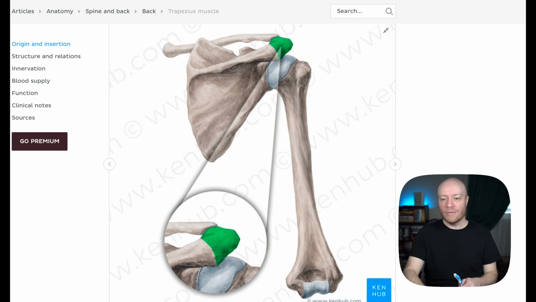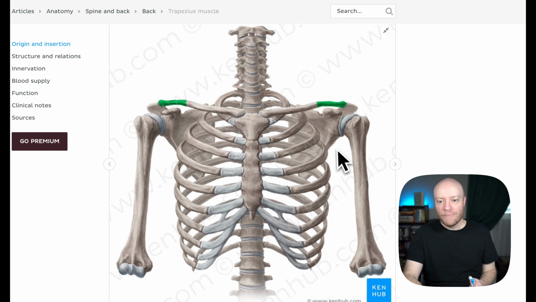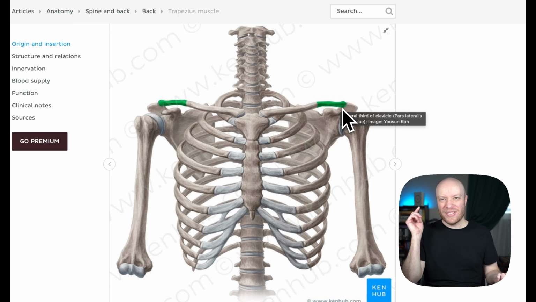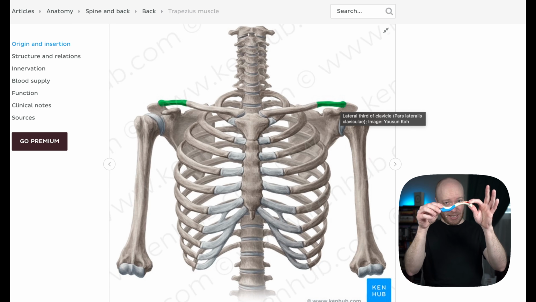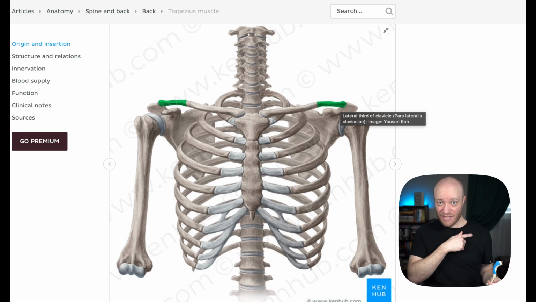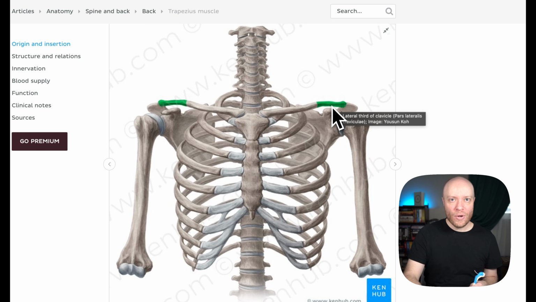But since I have the clavicle here, we can also see that trapezius swings around and attaches to the lateral 1/3 of the clavicle. So the clavicle is a pretty massive, well, I shouldn't say massive bone, but it spans a good distance. It seems pretty small, but it spans a good distance of your chest. But that lateral third of it is where the trapezius is going to insert.